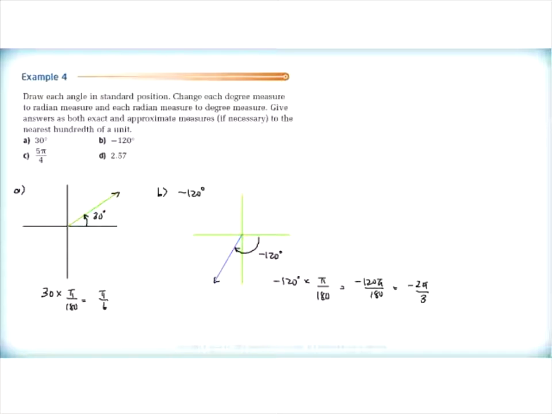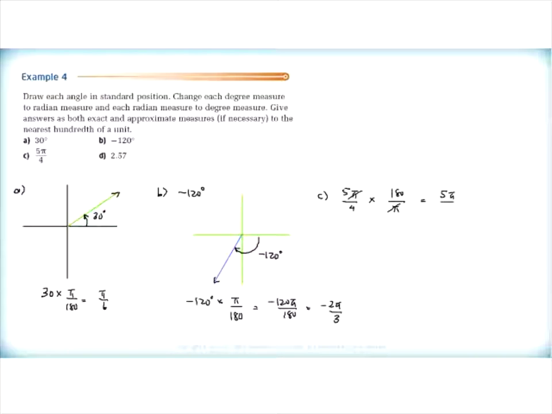Let me just move this down here a little bit so that's out of the way. And let's do C. 5 pi over 4. Now, the first thing we might want to do here is change this to degrees for plotting our angle in standard position. So let's multiply this by 180 over pi. The pi's will cancel again, and I get 5 times 180 divided by 4, which, let me grab my calculator here, is 225.